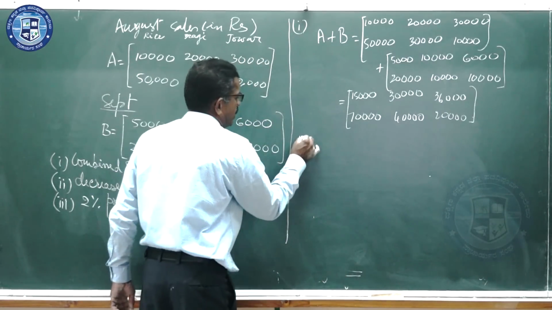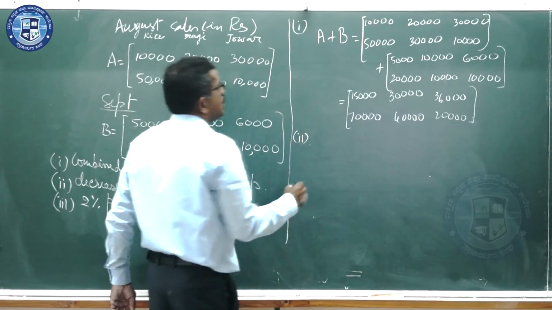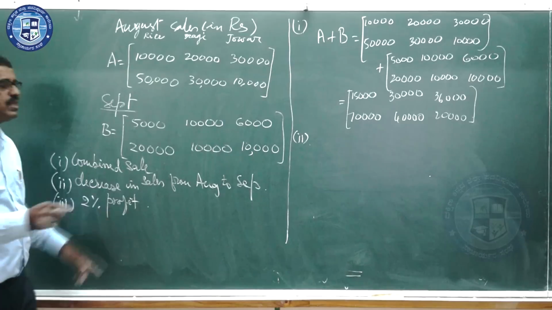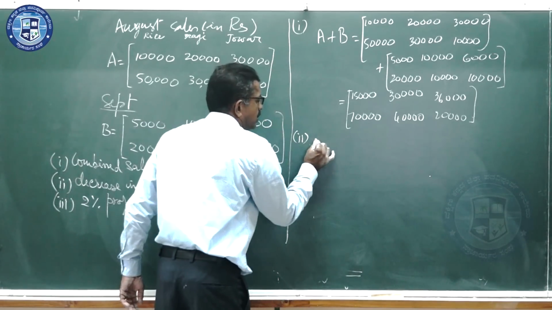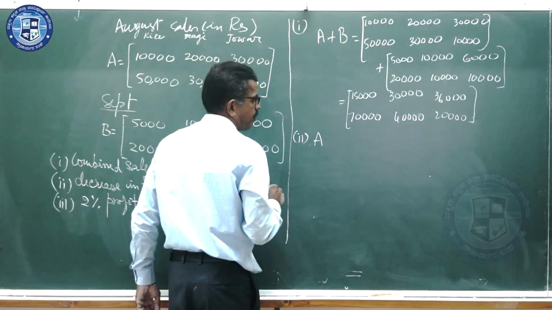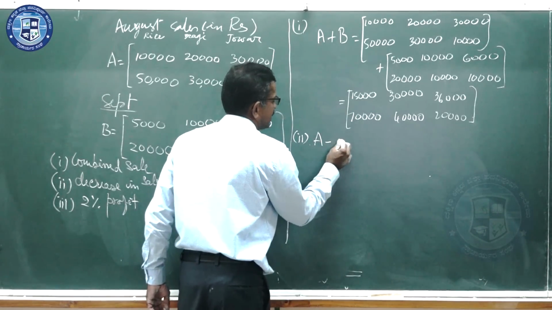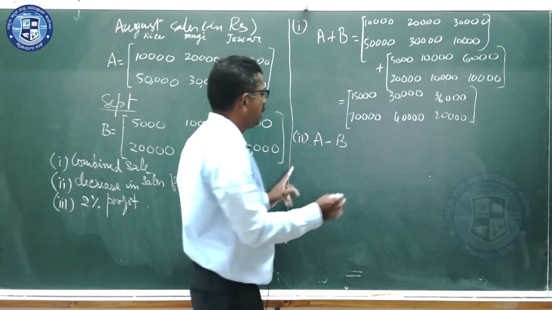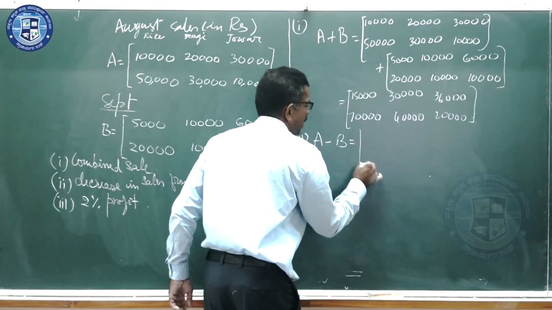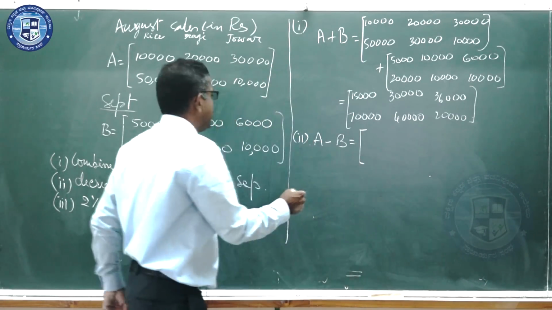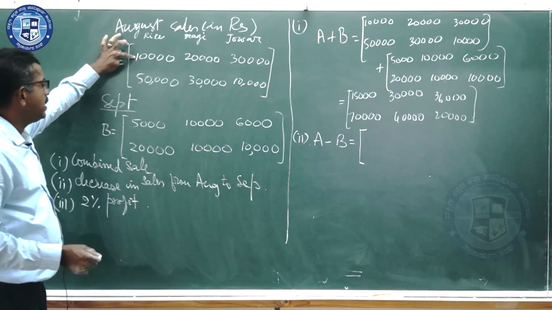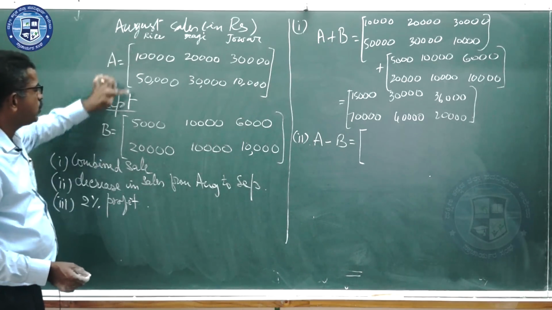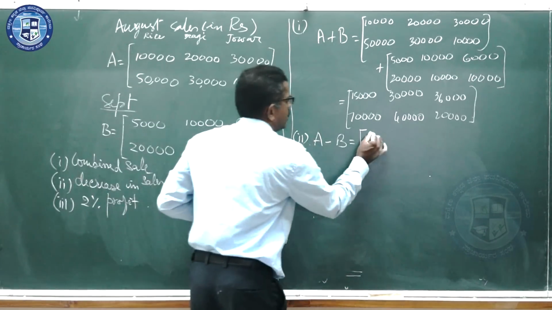Okay, next, second question. We are asked to find the decrease in sales. Decrease in sales means it is the sales in August given by A minus sales in September, which is given by B. We need to subtract. So I don't write A and B once again. Let me do the operation directly. A minus B means subtracting corresponding elements. What is 10,000 minus 5,000? It is 5,000.